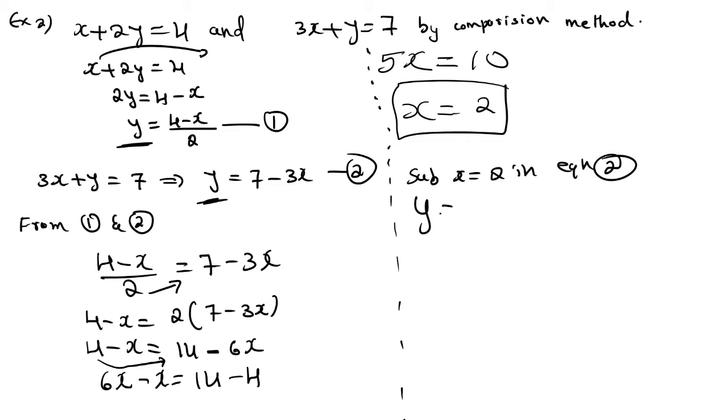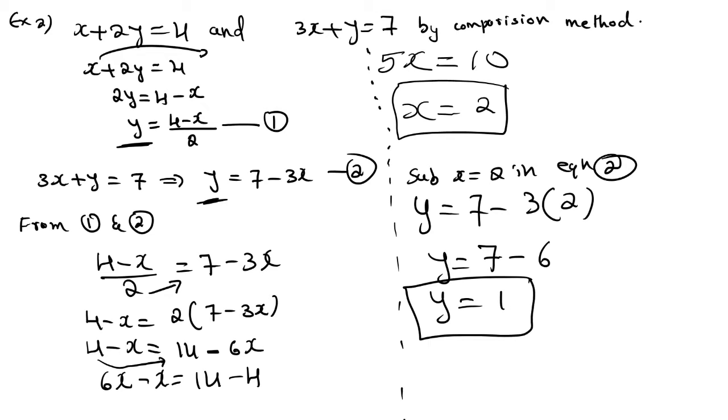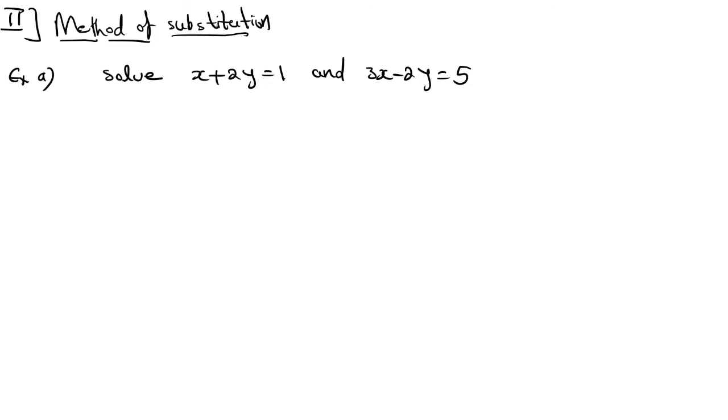Okay, what you will get? Y is equal to 7 minus 3 into x value is 2. Y value is equal to 7 minus 3 2s are 6. So y value is equal to 1. Okay, this is how to solve a system of linear equations using comparison method. Clear? Next is method of substitution.